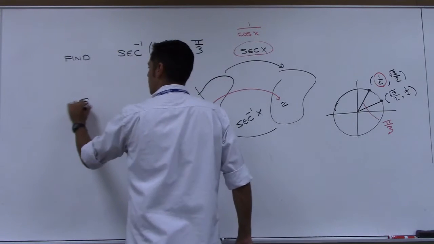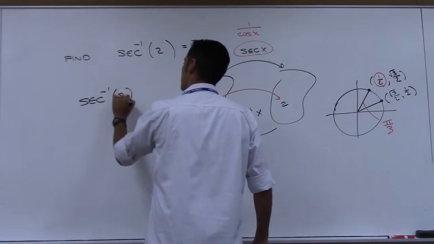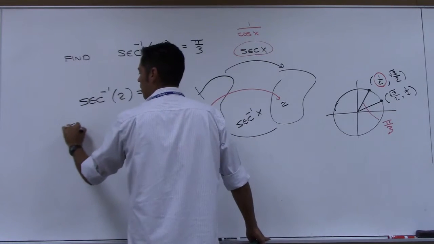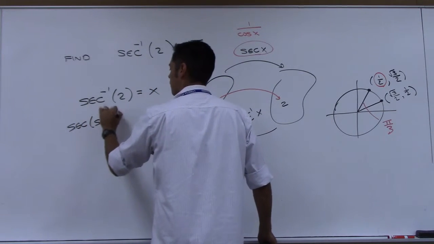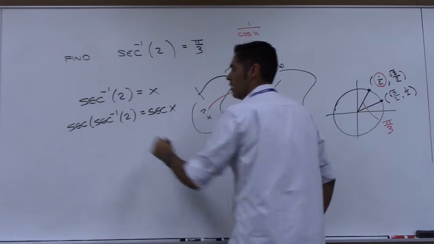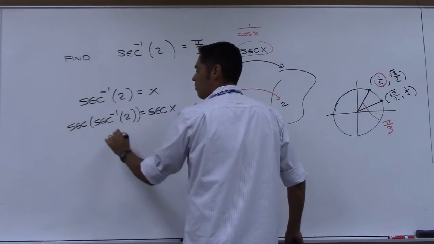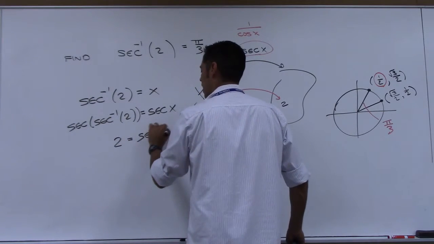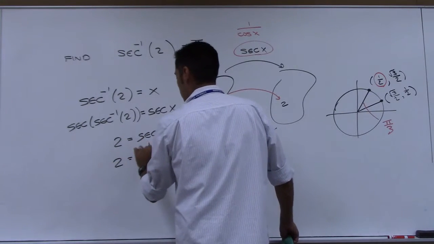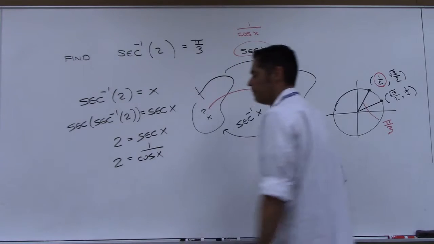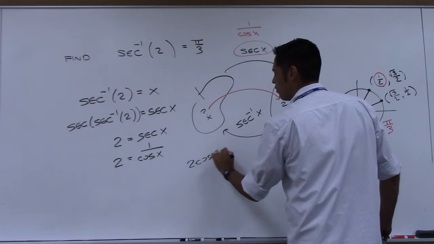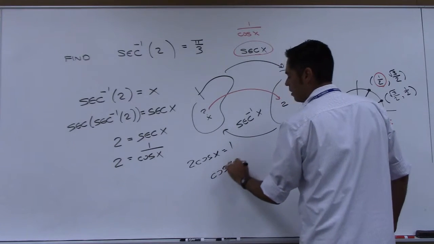You could say, all right, what is secant inverse of 2 equals, let's just call this answer x, okay? Then you could take secant of both sides, right? Then secant of secant inverse would be 2. So secant x is 2, right? But then what's secant? Secant is 1 over cosine of x, right? And then multiply both sides by cosine x. You get 2 cosine x equals 1, but then cosine x is 1/2.